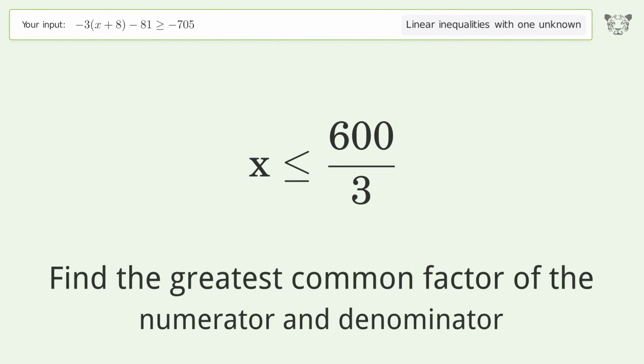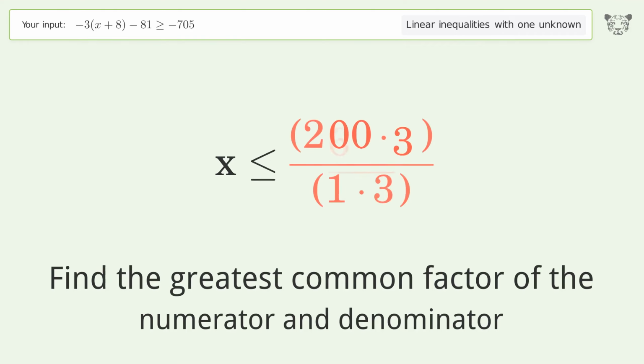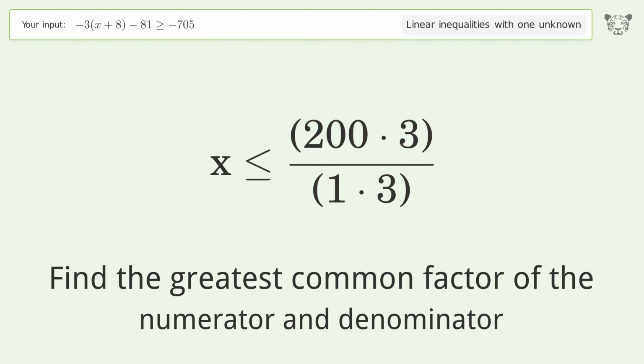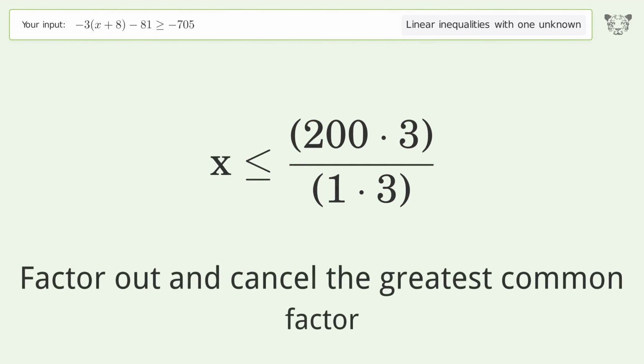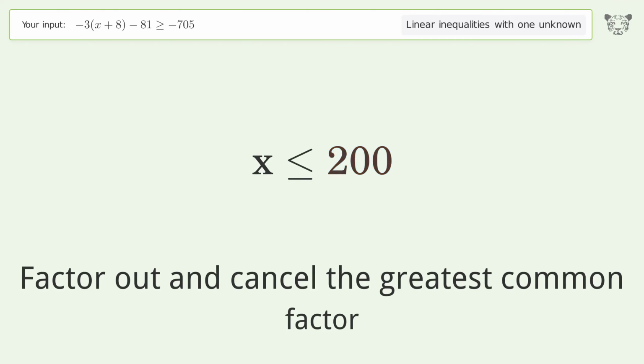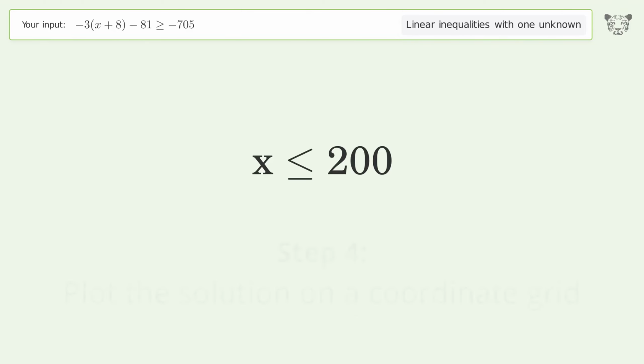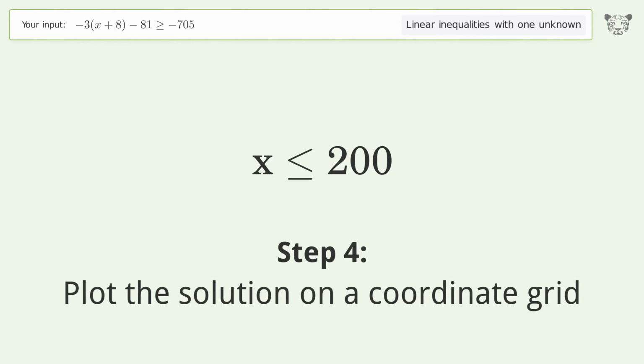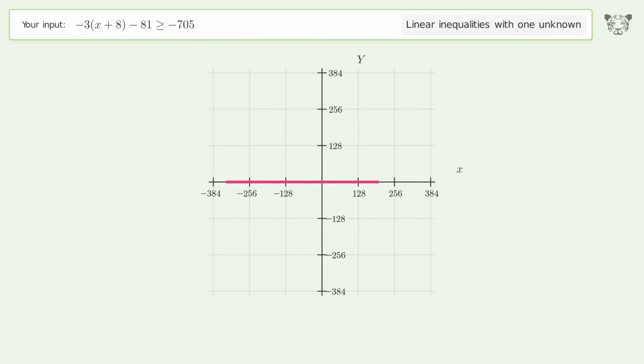Find the greatest common factor of the numerator and denominator. Factor out and cancel the greatest common factor. Plot the solution on a coordinate grid. And so the final result is x equal or smaller than 200.